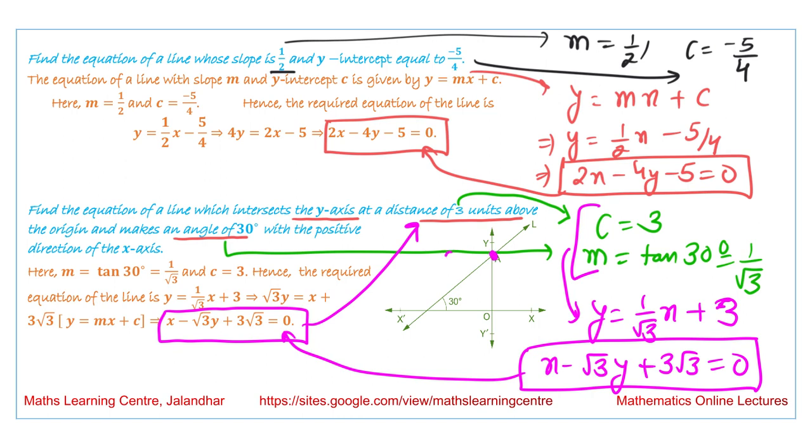This point is basically (0, 3), and the slope of this line is given by m equal to tan 30, that is equal to 1 by square root 3.